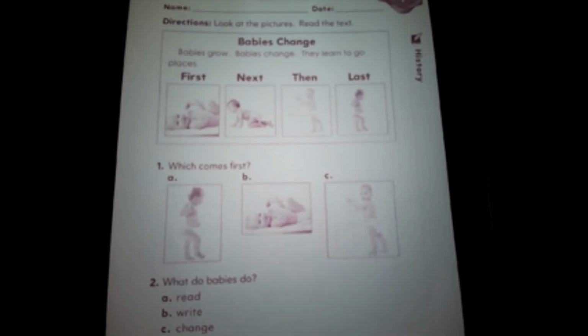Okay? For number 2, it asks, what do babies do? Do babies A, read, B, write, or C, change? Okay, that should be a pretty easy question. If you need to, go back and read this top section right here, or have mom or dad or somebody read it to you. Really easy worksheet, really easy stuff, guys. But again, if you have questions, please don't hesitate to reach out.